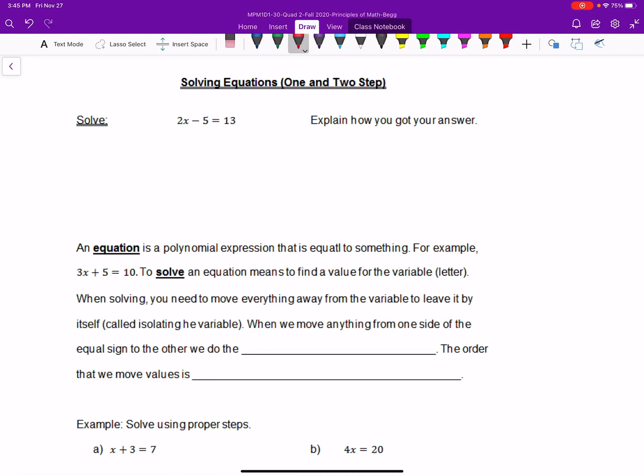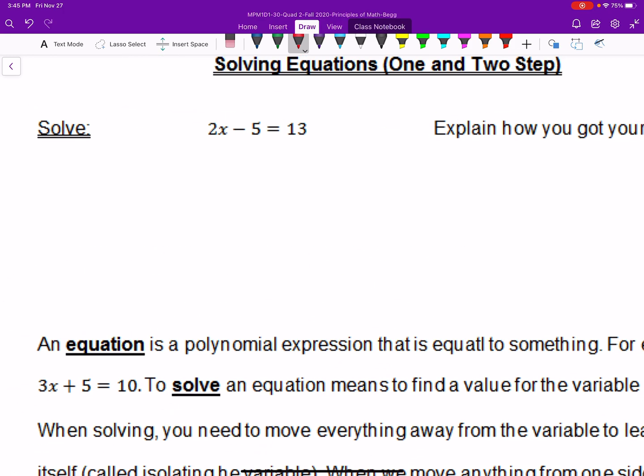In this lesson, we're going to start looking at solving equations. It's the first of a couple lessons on solving equations. The main thing that we want to keep in mind when we're solving an equation is that we want to isolate the variable. So we want to get the variable by itself. And the way we do it is we look at the operations that we would have.